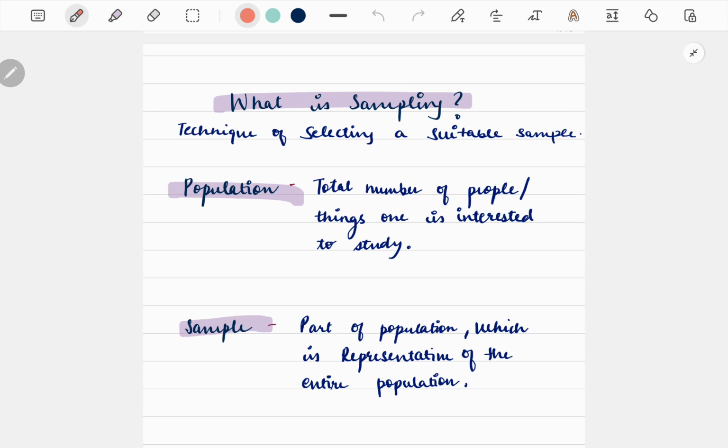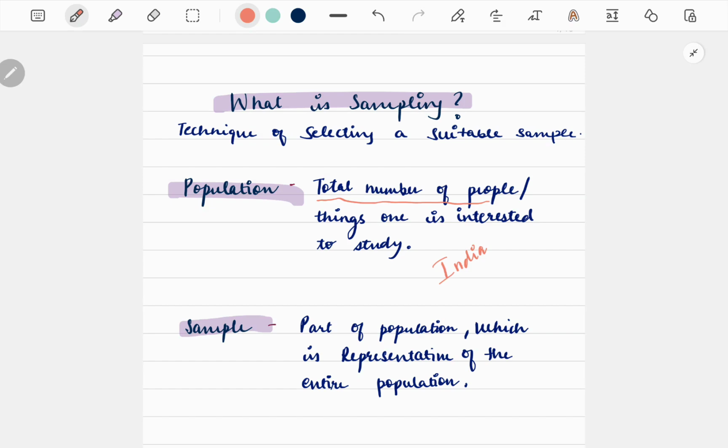So population is basically the total number of people or elements or things that we are interested to study. This could be, let's say, India. So, India is your population or the area of interest to be studied.